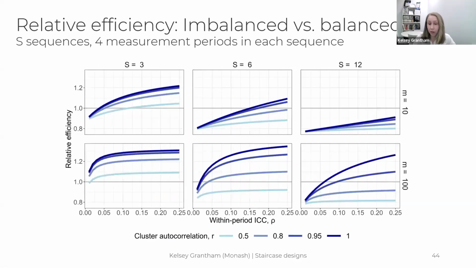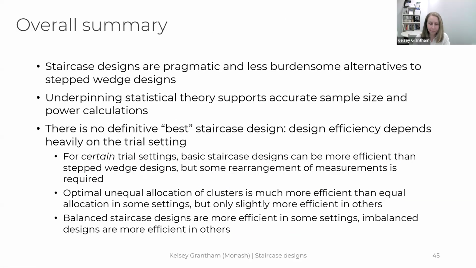And here are a few more configurations for designs with 6 and 12 sequences as well. So the preferred design really depends on the trial setting and number of sequences. We can see for 12 sequence designs with a small cluster period size, for the designs with 4 measurement periods in each sequence, a balanced design is always preferred here, but for the 3 sequence designs, an imbalanced design would typically be more precise than a balanced design.